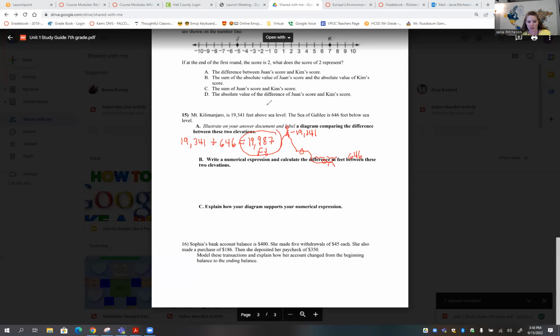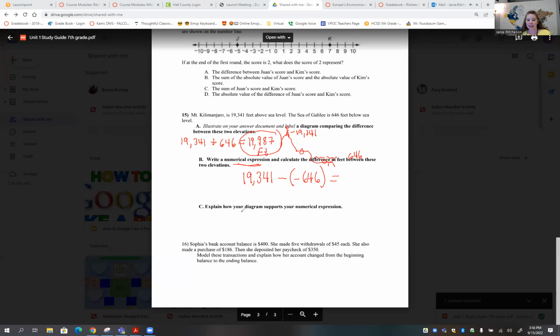All right, letter B. Write a numerical expression and calculate the difference in feet. Oh, well, that's pretty much what we did. So we're going to find the absolute value. We're going to write our above sea level elevation. We want to know the difference, which means in math, subtraction. However, below sea level is going to be represented by a negative number. So this is our numerical expression right here, guys. 19,341 minus negative 646 feet.